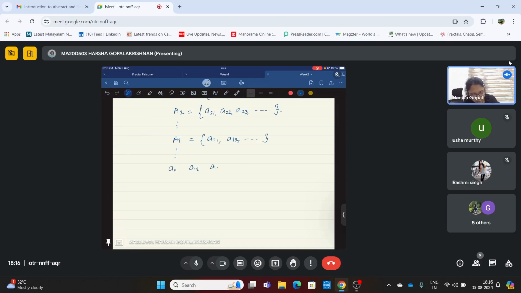A11, A12, A13, A14, etc. Let me write all the elements. So the first row corresponds to the first set. A21, A22, A23, A24, etc. A31, A32, A33, A34, etc. Let me write one more row.